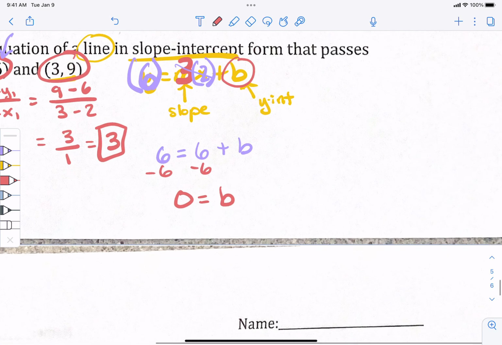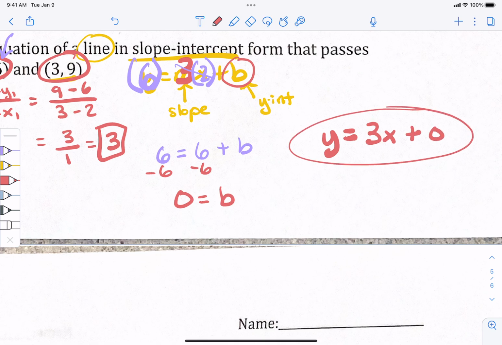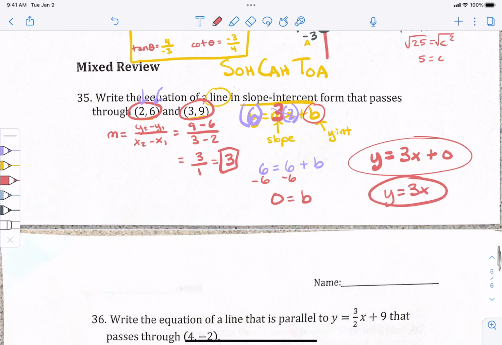And the last thing I do is put it all back together. So y equals, we said my slope was 3, x plus, and b was 0. You can write your answer like this, or you can leave that 0 off and just write it as y equals 3x. That will work also, okay? That was 35. Back side, we're on the last page. Here we go.